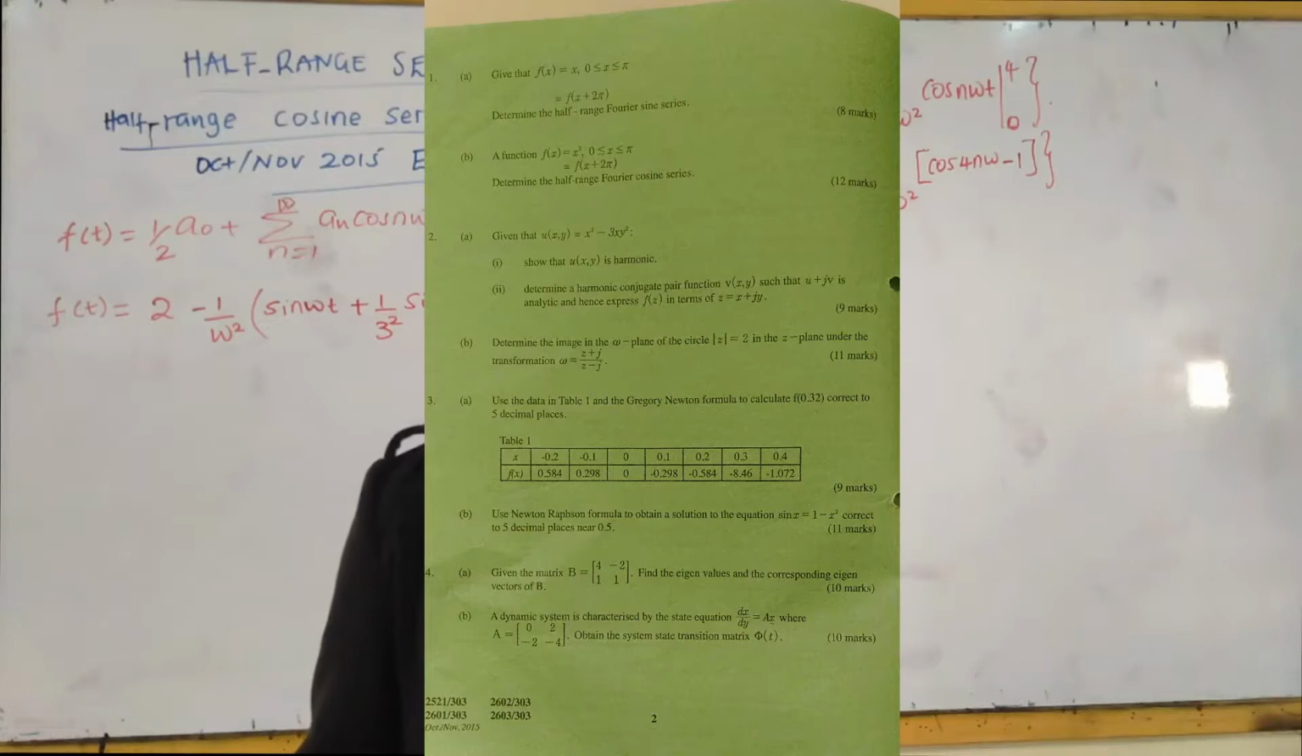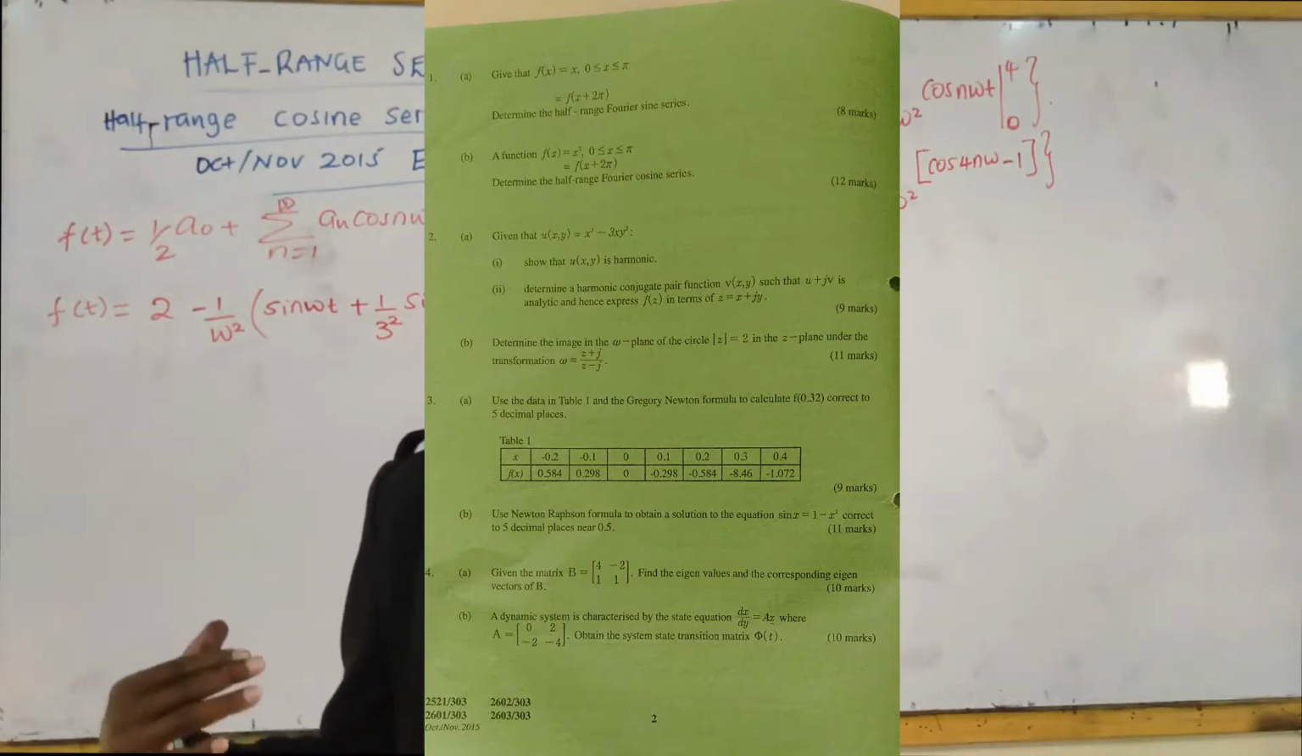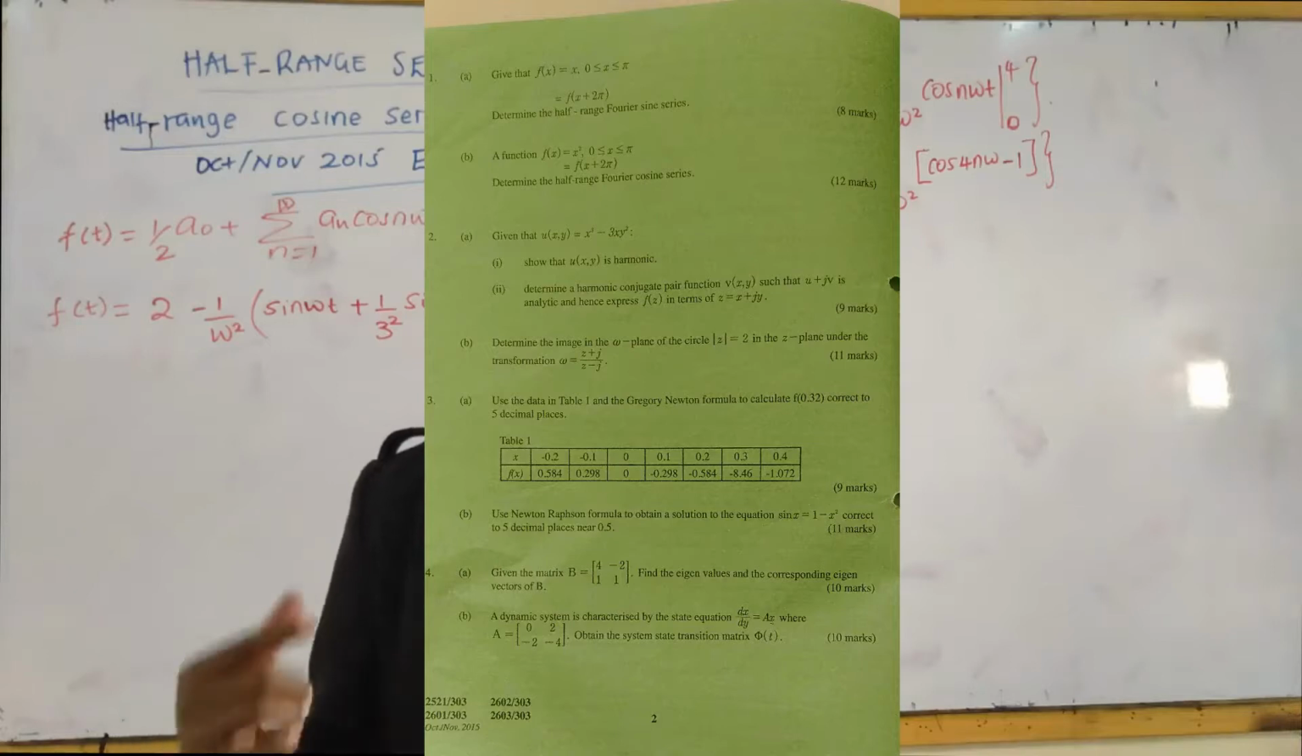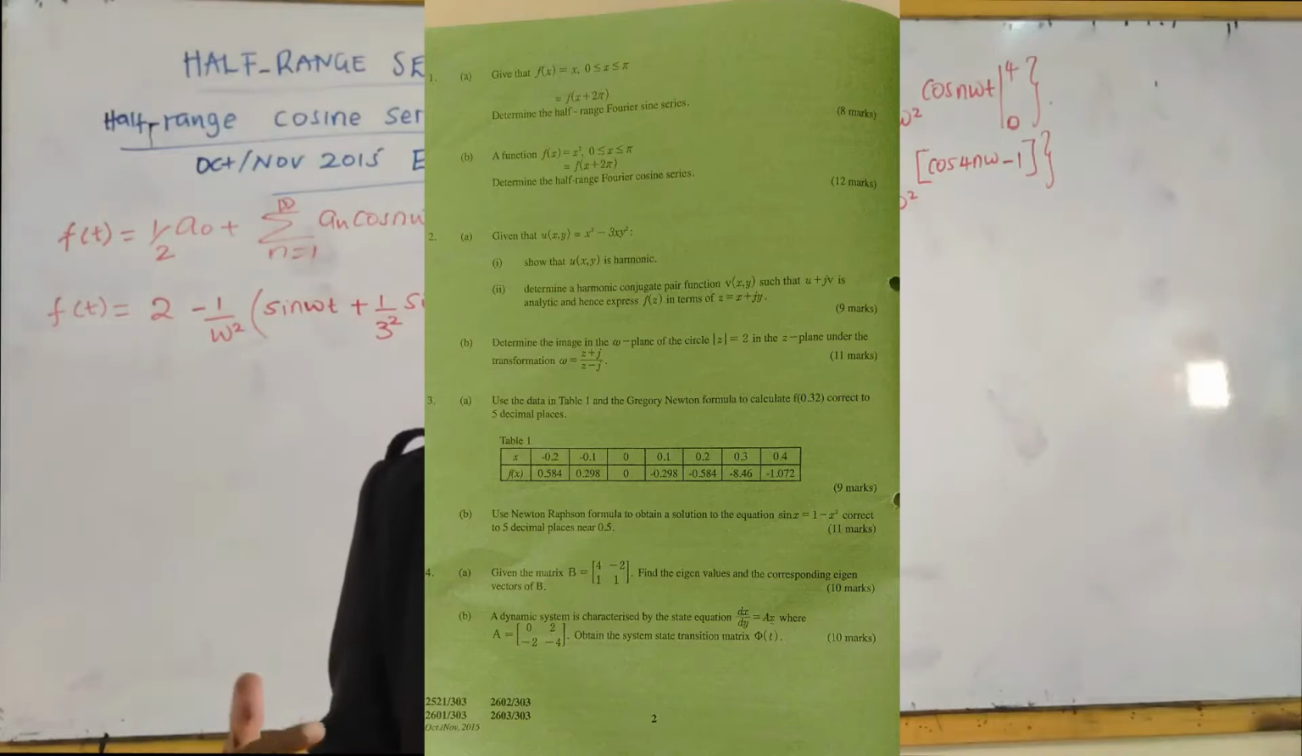Question 8 is A and B. A is Fourier series, which you have just done, 10 marks. B is numerical methods, which is another simple topic to pass, 10 marks. That is 20. So question 8 will be easier to tackle than question 1.